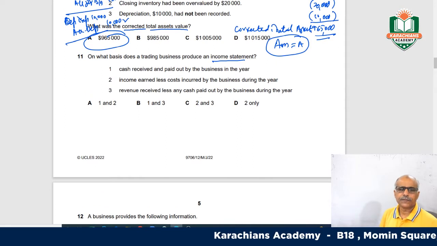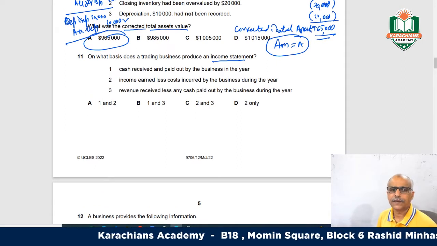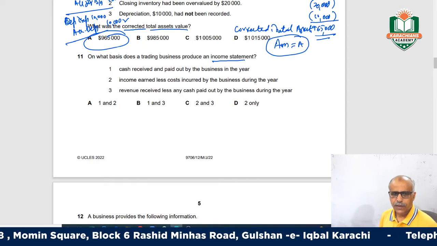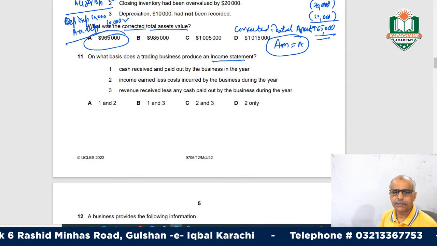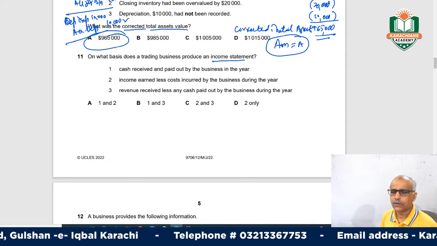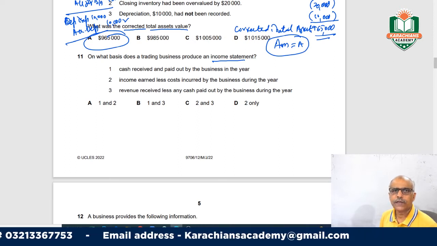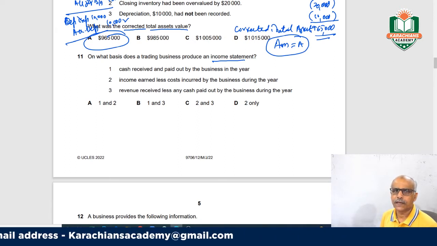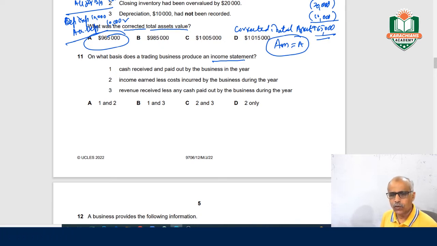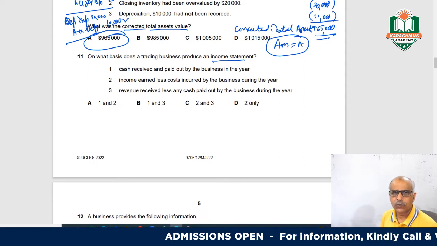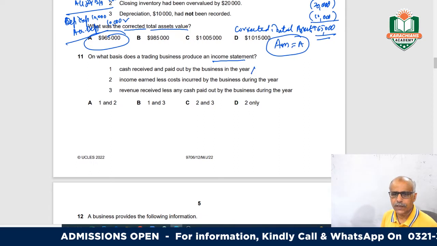Question number 11. On what basis does our trading business produce an income statement? Number one, cash received and paid out by the business. No. So this is cash basis. So in accounting, we do not maintain accounts on cash basis. We maintain all our accounts, bookkeeping, financial statements based on accrual concept basis. So this is not applicable.